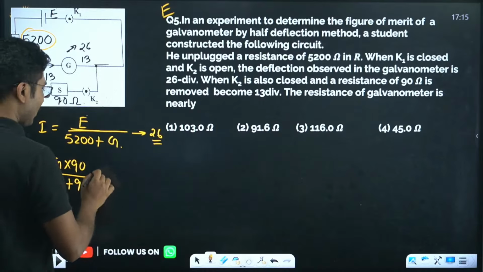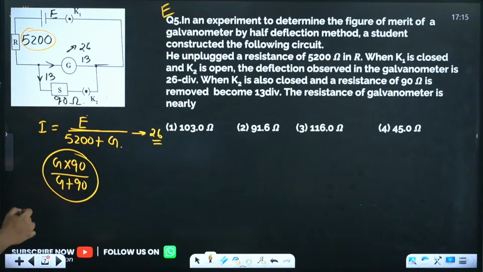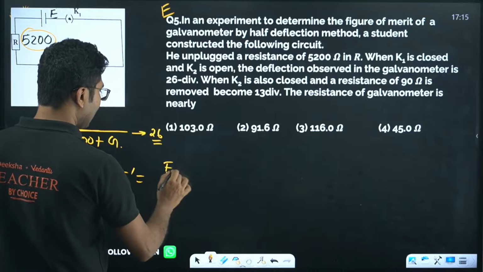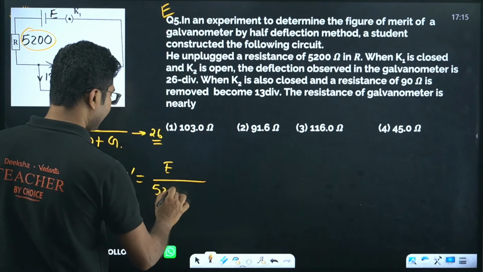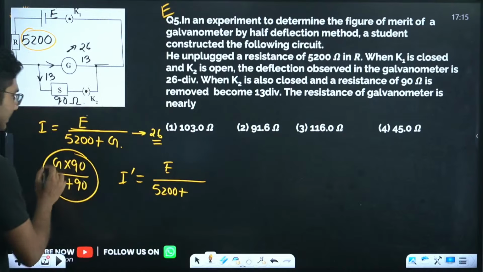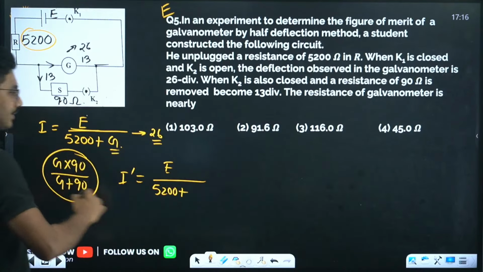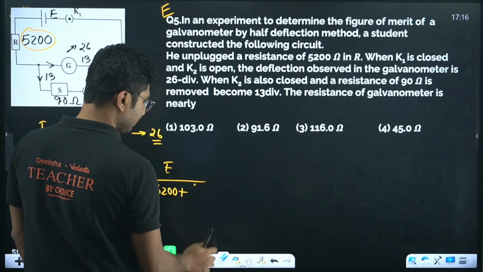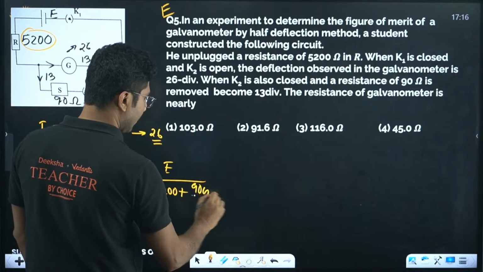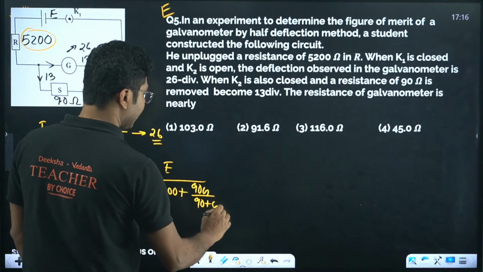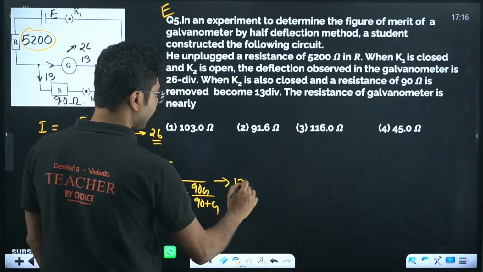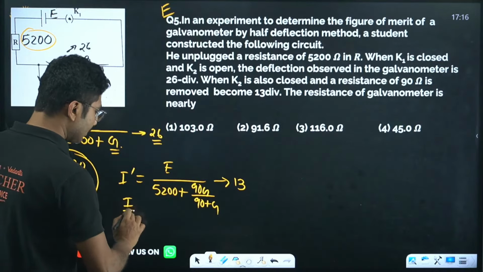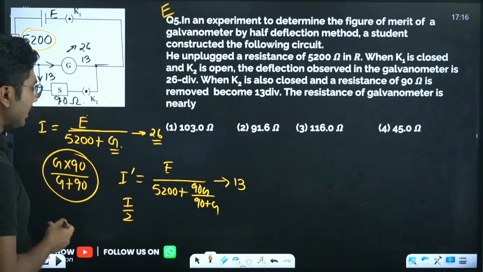Now after you have added this 90 ohm, the resistance changes. Now what is the current? The current is actually E divided by 5200, that remains the same, but the galvanometer resistance changes, which is 90G divided by 90 plus G. Now this gives you a half deflection, which is 13. So deflection becomes half, means current obviously gets halved as well. So current becomes half, right?